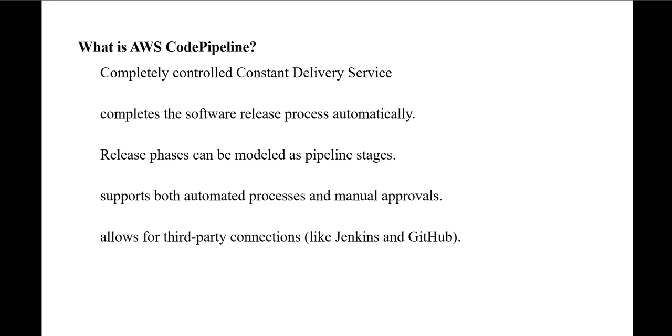CodePipeline automates the process of building, testing, and deploying code changes. Think of it as your deployment assembly line. Once your code is pushed, it flows through predefined stages, improving delivery speed and reliability.